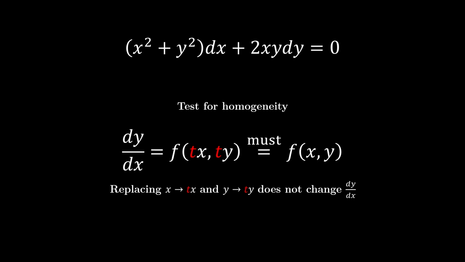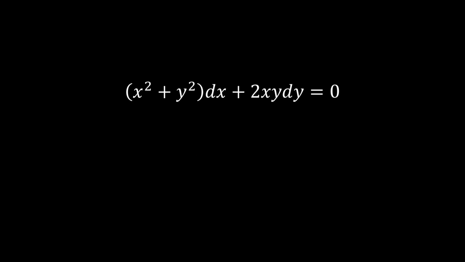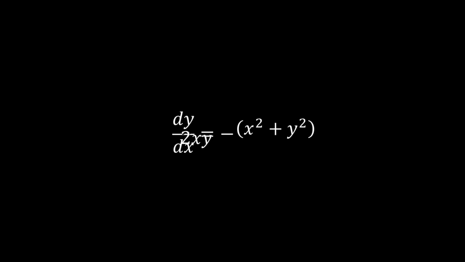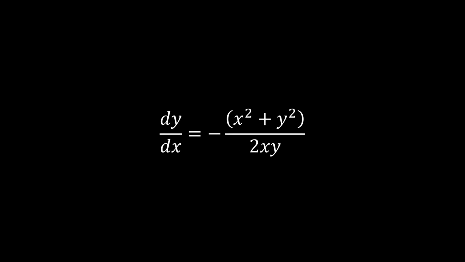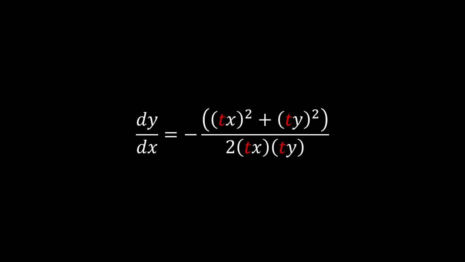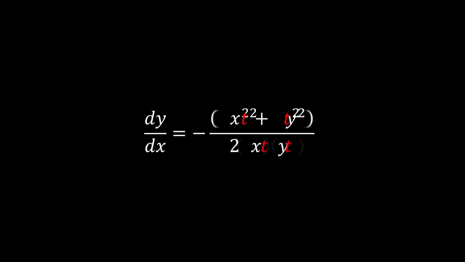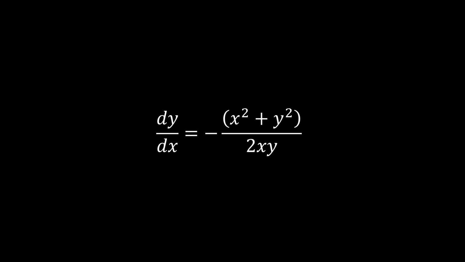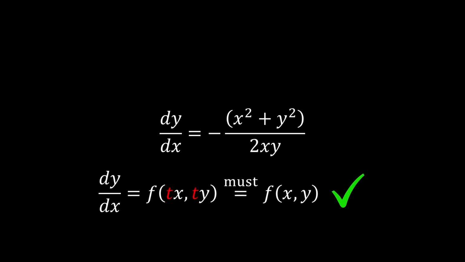In order to test our differential equation for homogeneity, the first step is to express dy/dx explicitly as a function of x and y. This is done with some simple algebra, and we end up with the following. The next step is to replace the x's with tx and y's with ty. Next, we can perform some simplifications and rearrangements, and we see that all of the t's cancel out, leaving the original differential equation unchanged. This means our differential equation is indeed homogeneous since it passes the test for homogeneity.